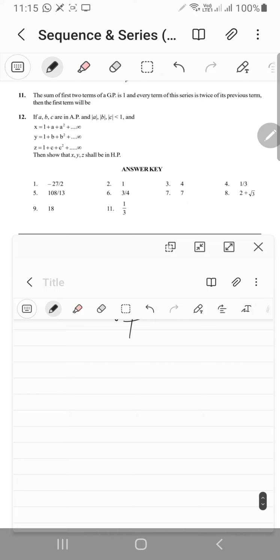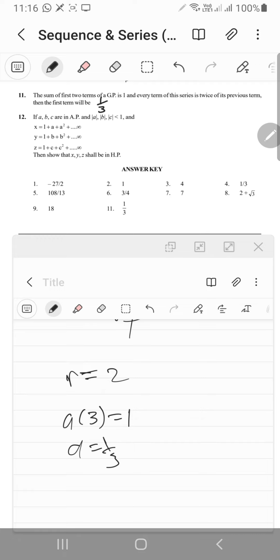Sum of first two terms of a GP is 1 and every term of this series is twice of its previous term. Okay, sum of first two terms of a GP is 1. Wait, is it the same question as that? Wait, every term of the series is twice of its previous term, not the sum of the previous term. That just means the ratio is 2. Right, this was a different question. Right, r is 2 and the sum of the first two terms is 1, so a into 3 is 1. A is just 1/3. And the first term will be 1/3. What's the big deal?